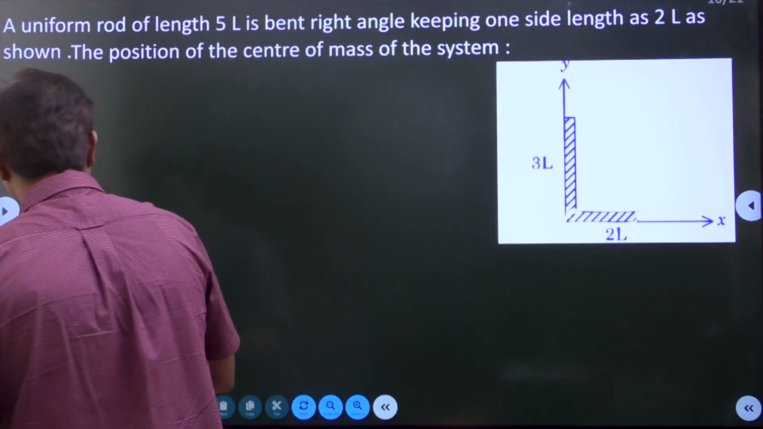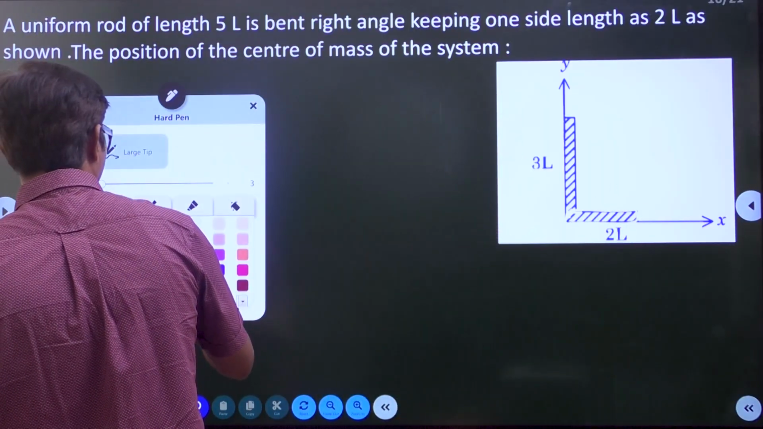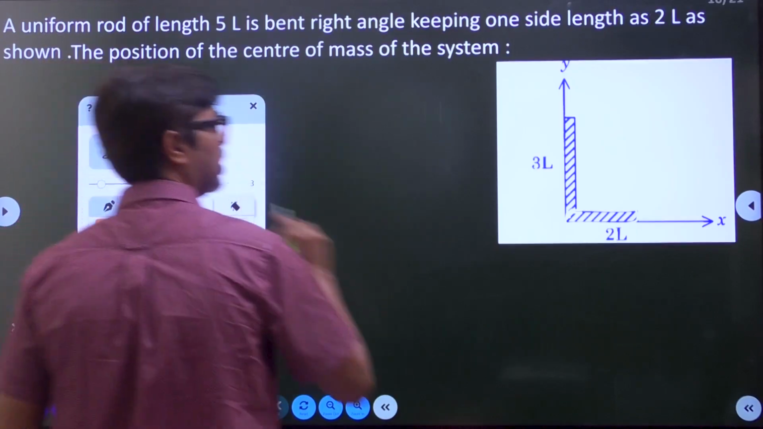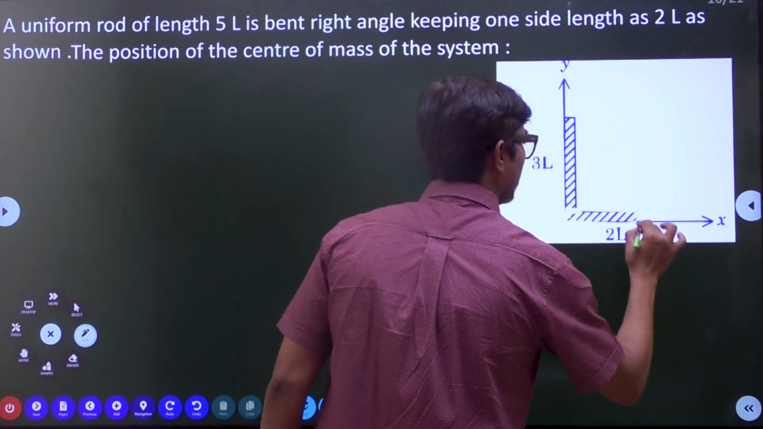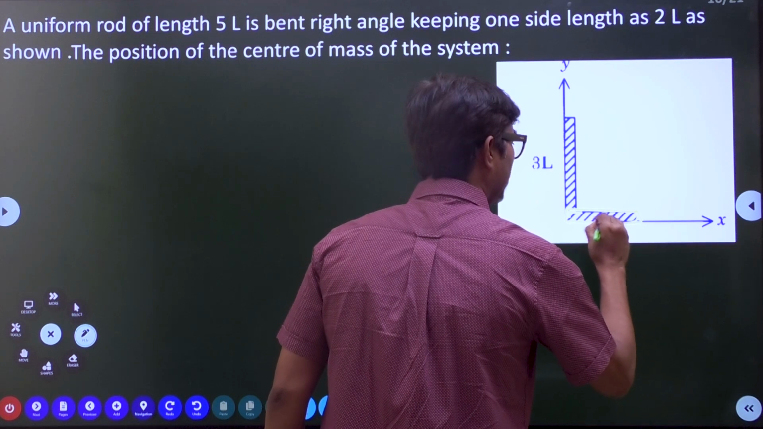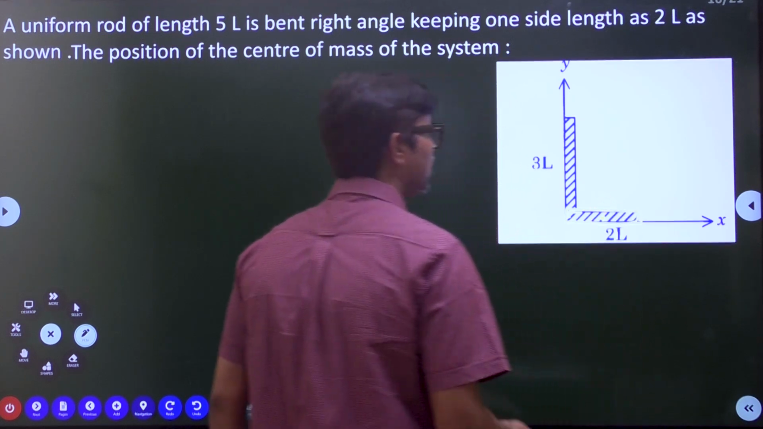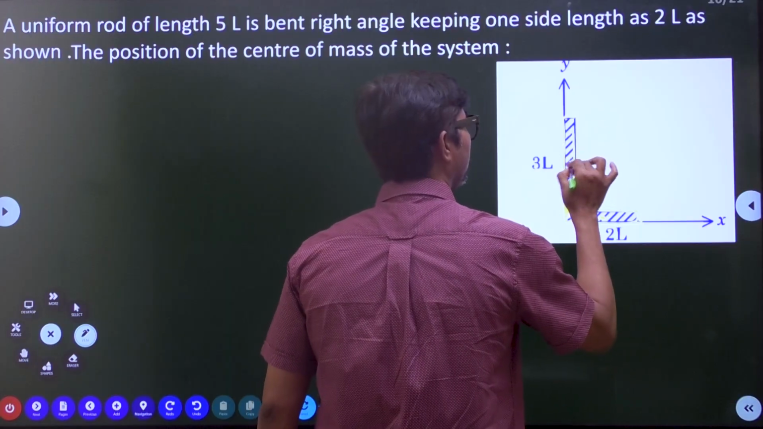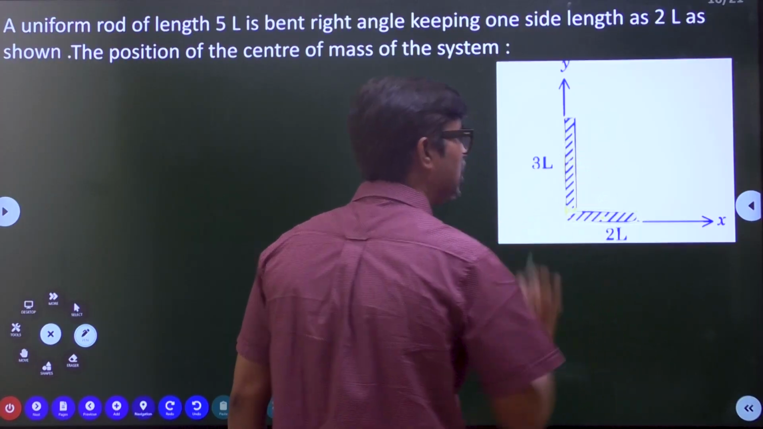Okay, let me take another color for the pen. So for this part, you will have the center of mass over here in the middle, call it C1. And for this part, you also have the center of mass in the middle, which is C2. I'm neglecting the thickness here.